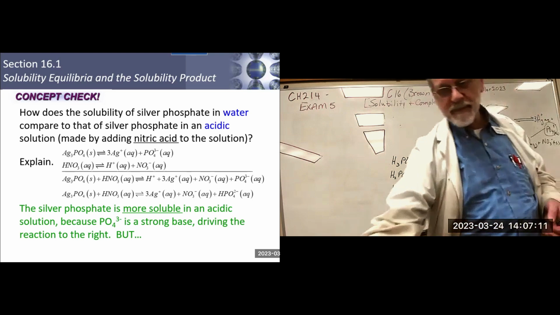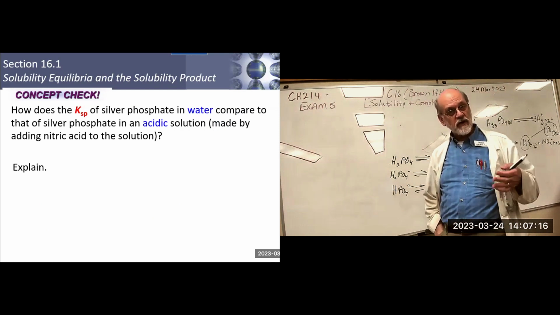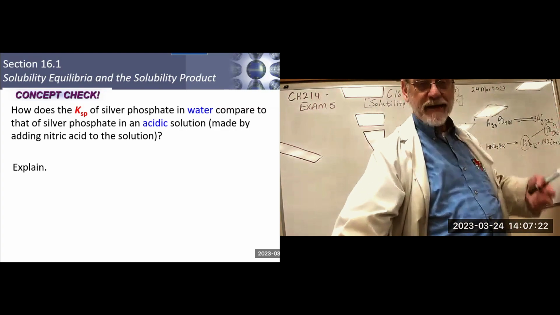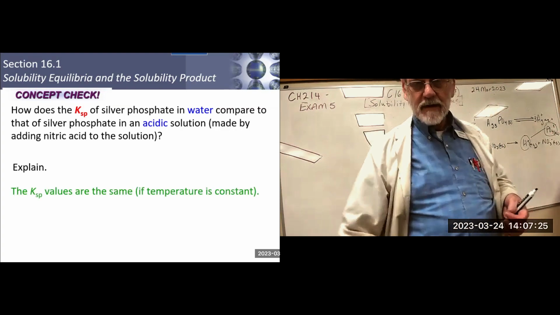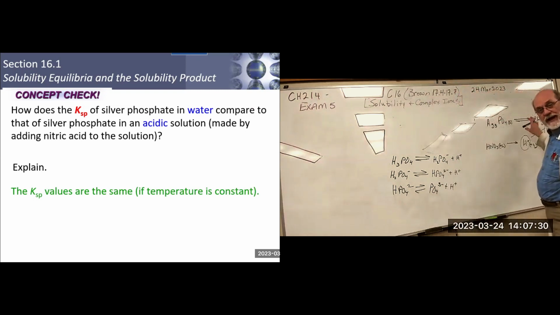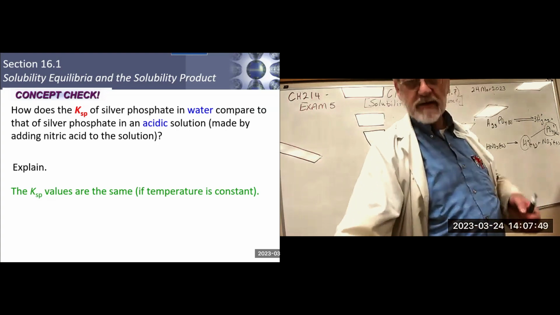All right. But how does the KSP of silver phosphate in water compare to that of silver phosphate in acidic solutions made by adding that acid? The KSP is the same. We drive the reaction to the right, just like we did with any of our Le Chatelier reactions, but that's only an equilibrium position change. It doesn't change the K. The K is going to be the same no matter what we do to that solution, as long as the temperature is constant.